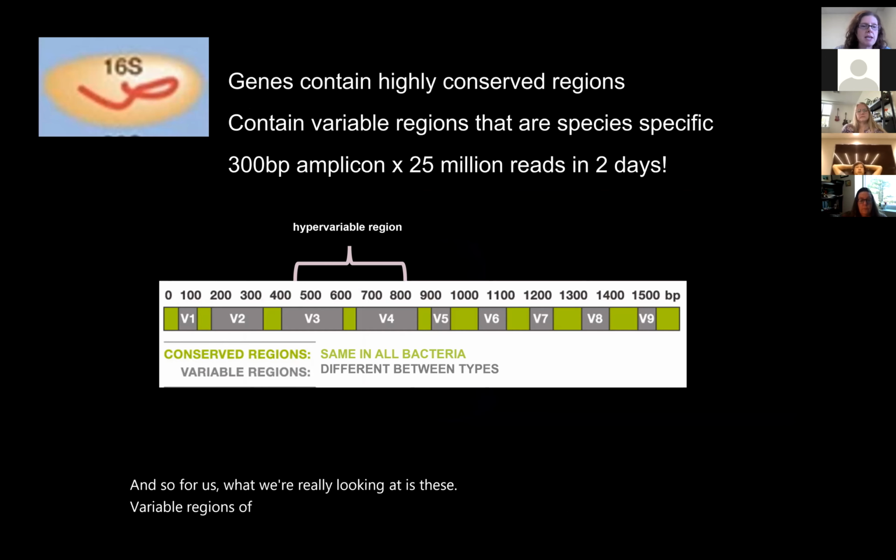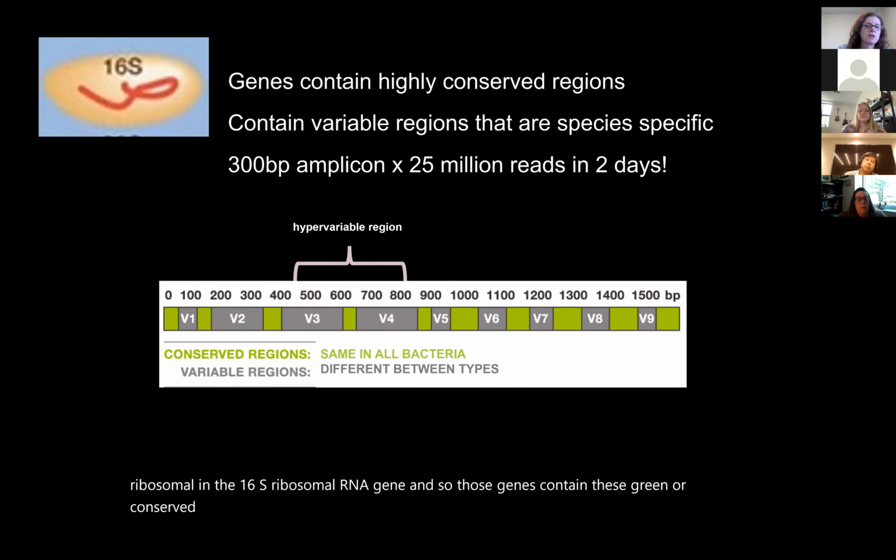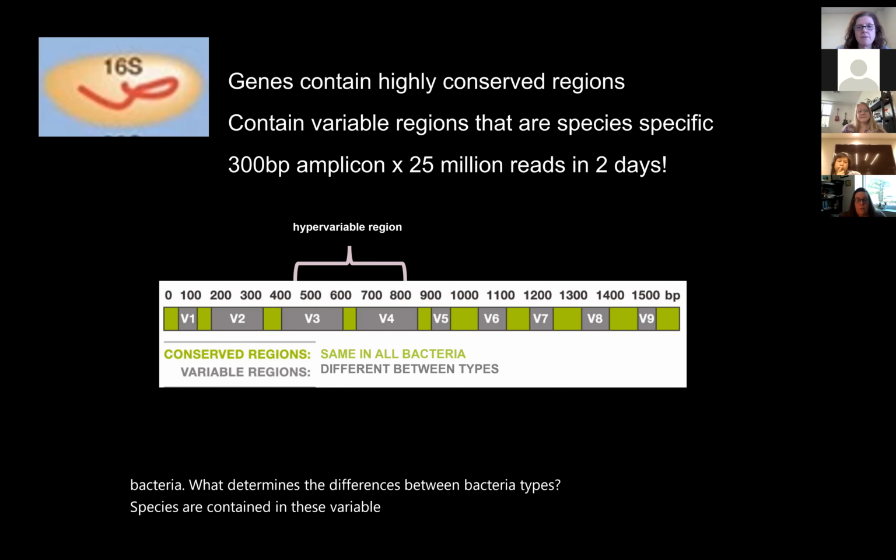So I did mention that all of the bacteria have the 16S ribosome and the 16S ribosomal RNA gene. And so those genes contain these green or conserved regions. So those regions are present in all bacteria, no matter what type of bacteria. What determines the differences between bacteria types and species are contained in these variable regions. And there are different variable regions within that gene that you can target in this next gen sequencing.